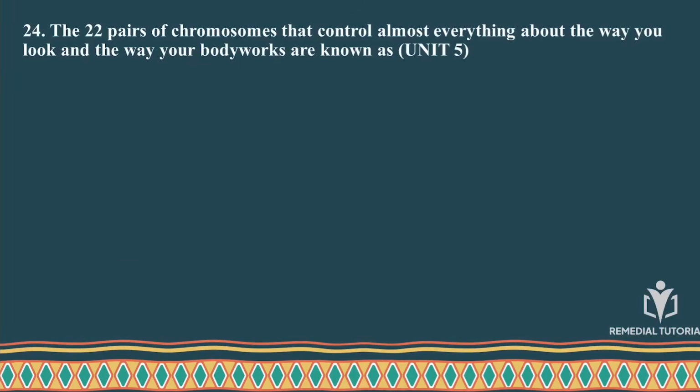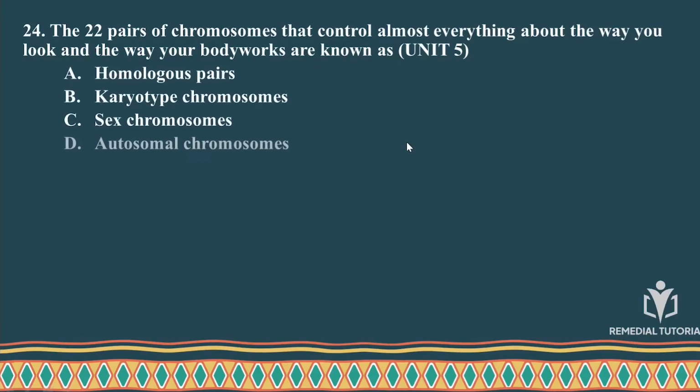24. Two pairs of chromosomes that control almost everything about the way you look, the way your body works are known as this. 22 pairs of chromosomes are called what? Homologous pair, karyotype chromosome, sex chromosome, autosomal chromosome.